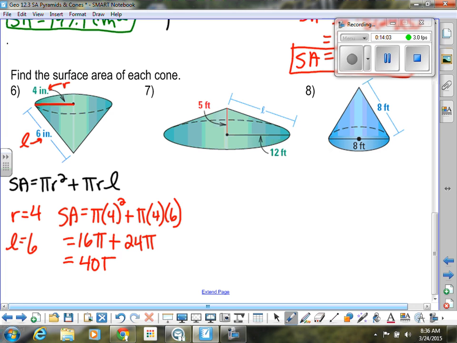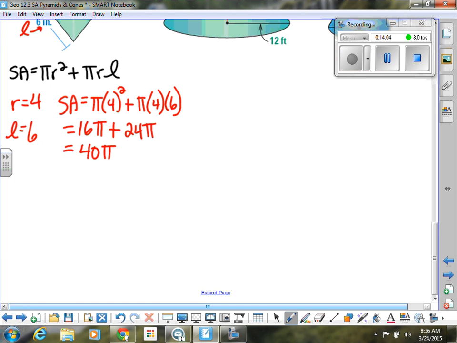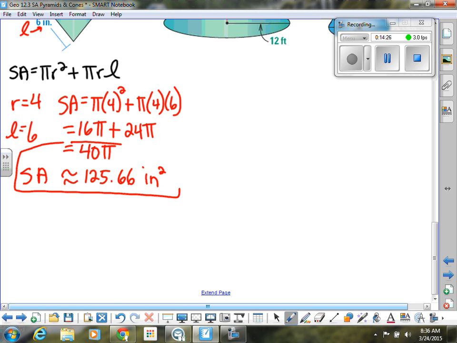And the reason I'm keeping pi in my answer is that pi is estimated to be 3.14, so if I multiply it out, I'm going to have a rounded answer. So this is very exact, but I could get a decimal approximation, and that would be about 125.66. And again, the units on that would be inches squared. So my surface area is exactly 40 pi, or if I wanted a rounded answer, I would get 125.66.